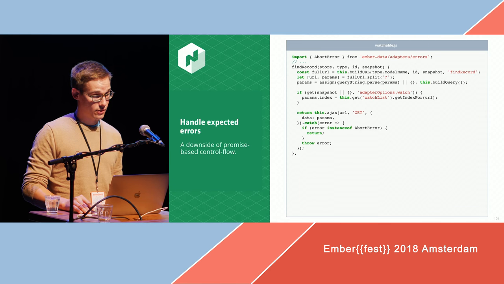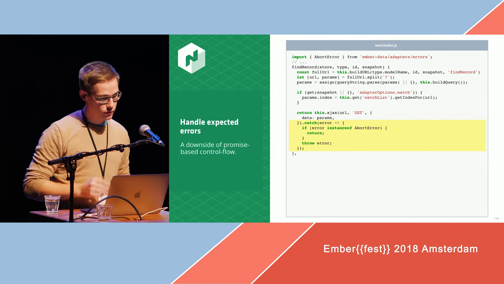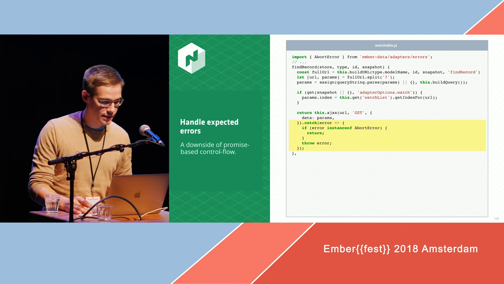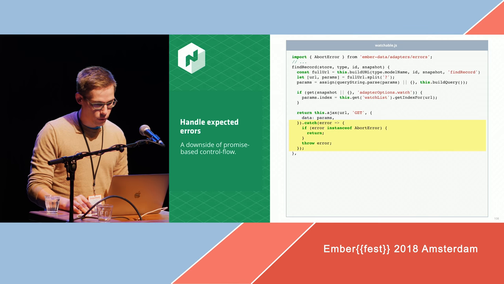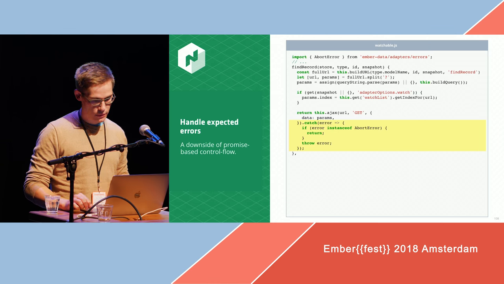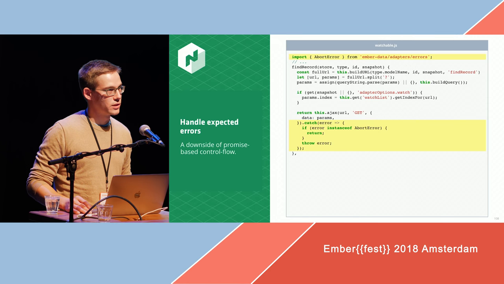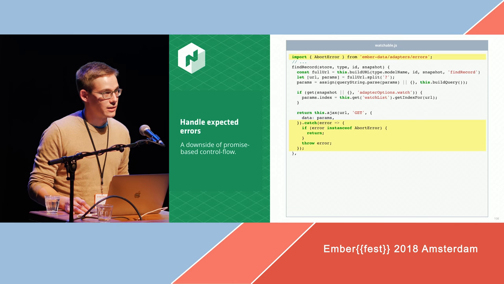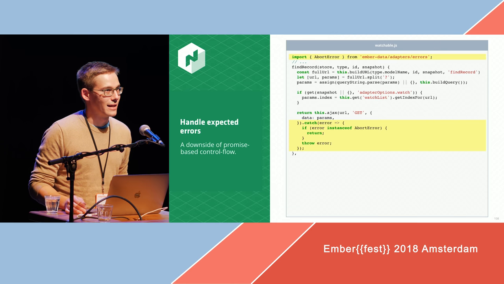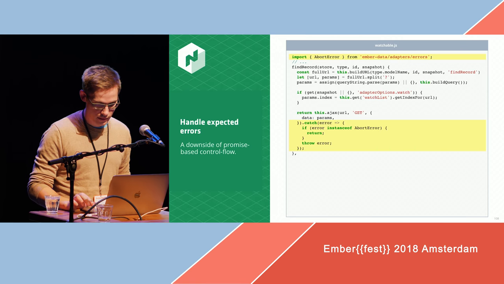And this is how it looks. Inside of find record, we're now going to add this catch block to what is normally just a return this.ajax. We're going to use abort error, which we've imported from Ember Data, and then just return in that case. Otherwise, we'll throw the error. This is kind of unfortunate, but it's just a downside of promise-based control flow: you have two paths, a good path and a bad path. And when it goes in the bad path, bad things happen.